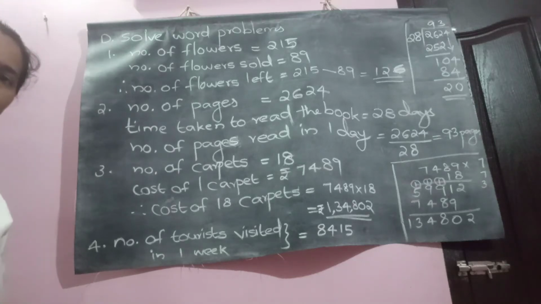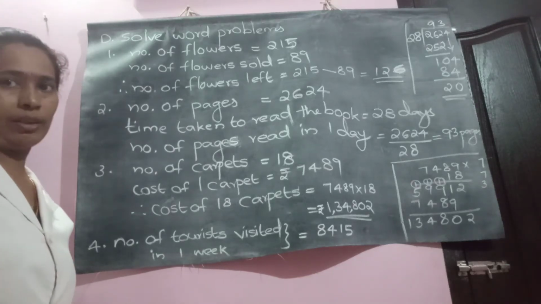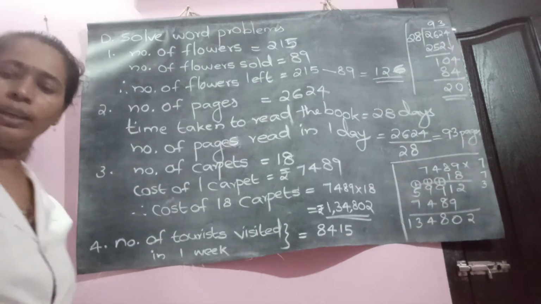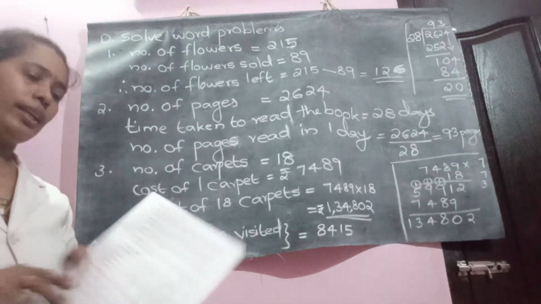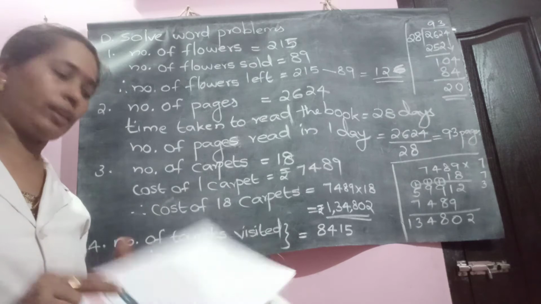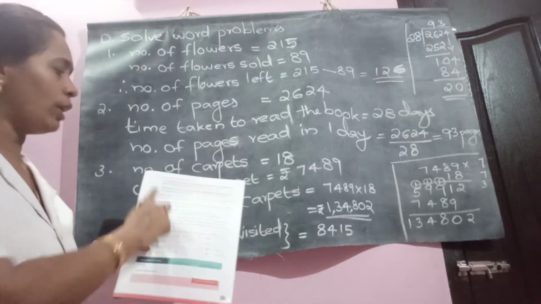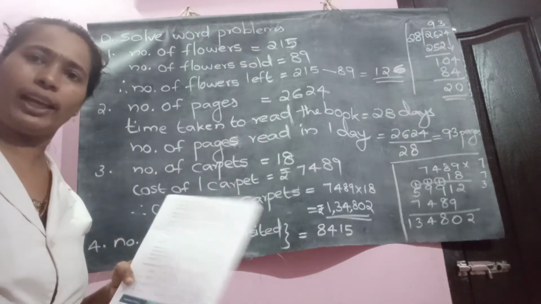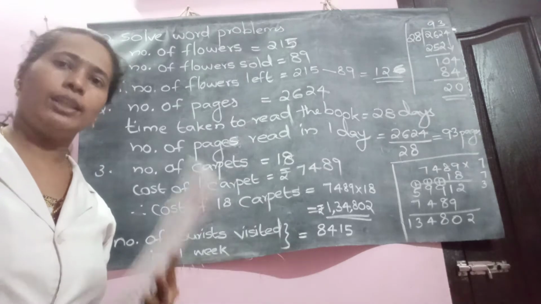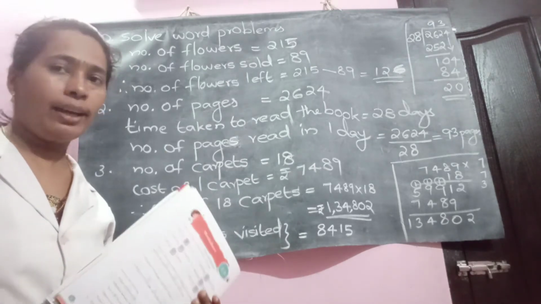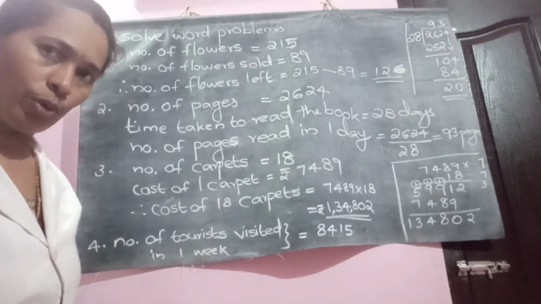Let us begin with our worksheet D question. Last class we couldn't complete that D question, that's why the teacher is taking worksheet 1.3, question number D. Solve the following word problems. Word problems are given to us, and we have to write the answers for the same. Find the value of each question.